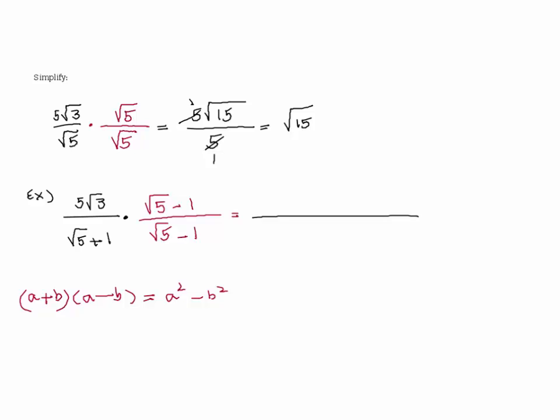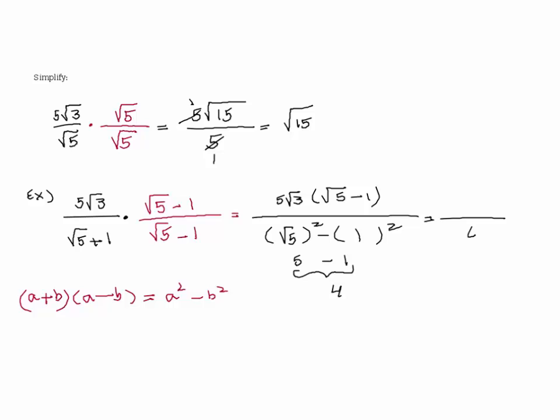So at the bottom of the fraction I would have square root of 5 squared minus 1 squared. Square root of 5 squared would be simply equal to 5. At the top of the fraction we have 5 square root of 3 times square root of 5 minus 1. So we get 5 minus 1 at the bottom of the fraction, or just simply 4.